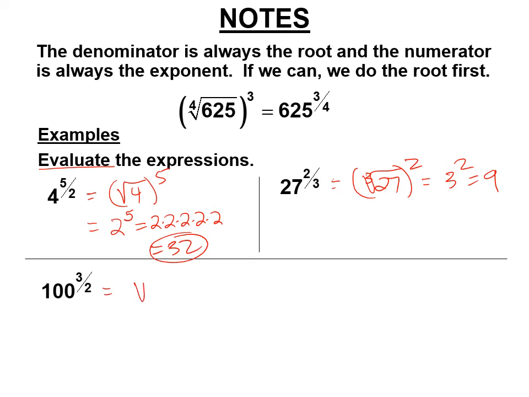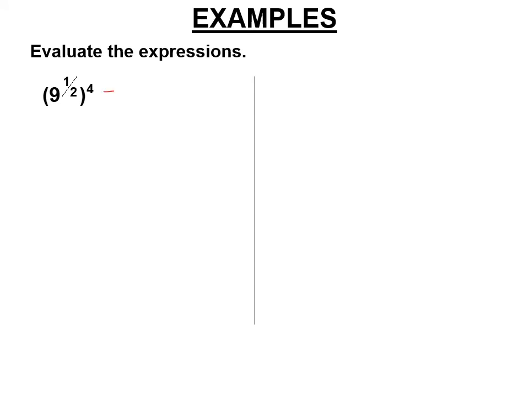This is the square root of 100 cubed, right? So the denominator is your root, the numerator is your power. Square root of 100 is 10. 10 cubed is 10 times 10 is 100, times 10 is 1,000. All right, so we can multiply 1/2 times 4. 1/2 times 4 is 2.